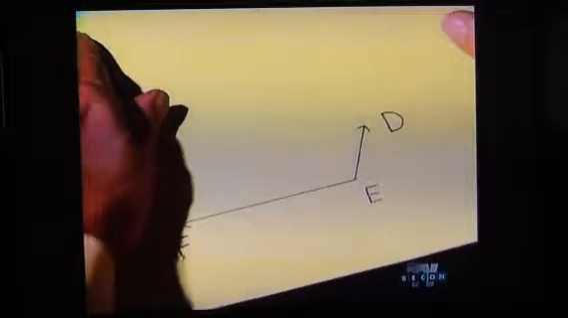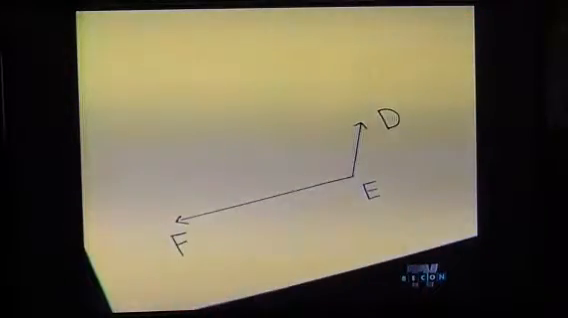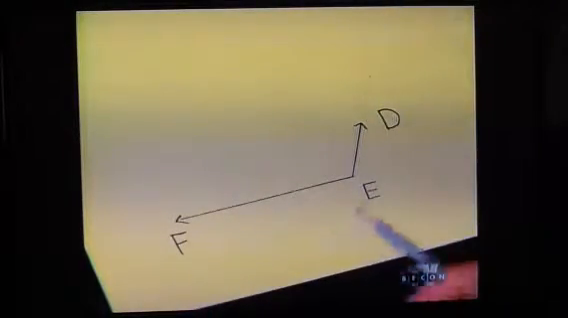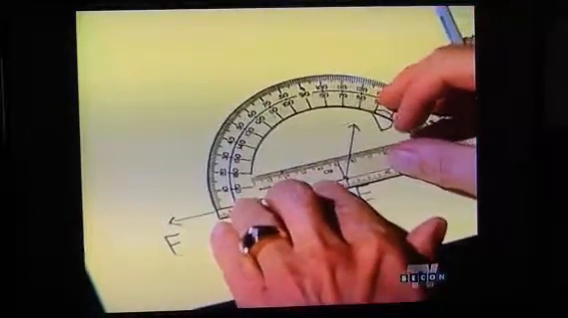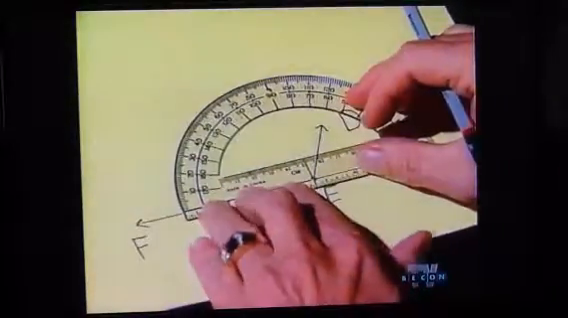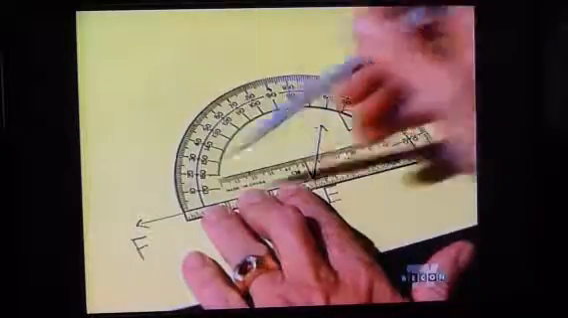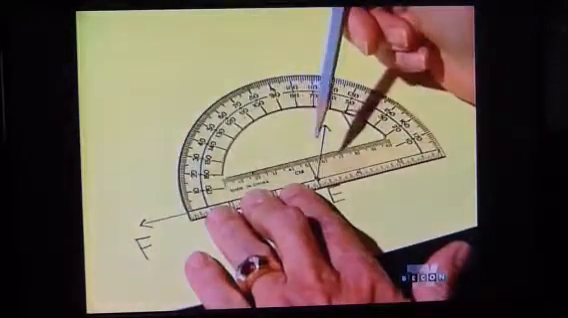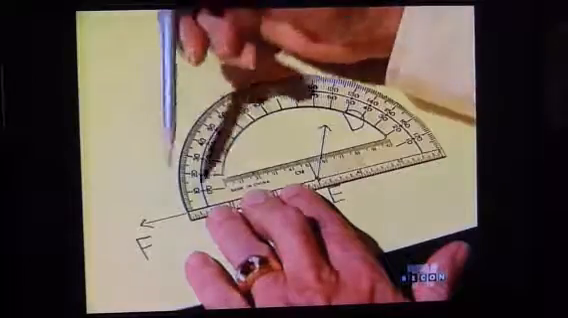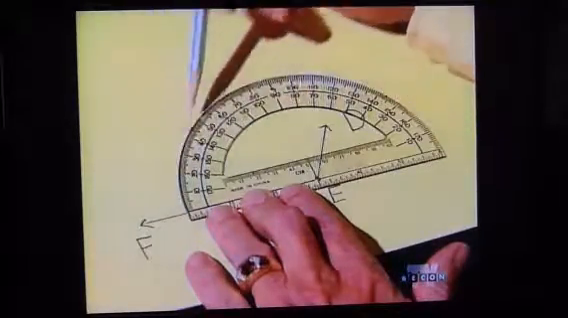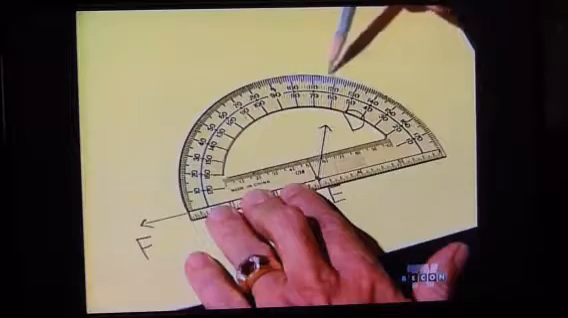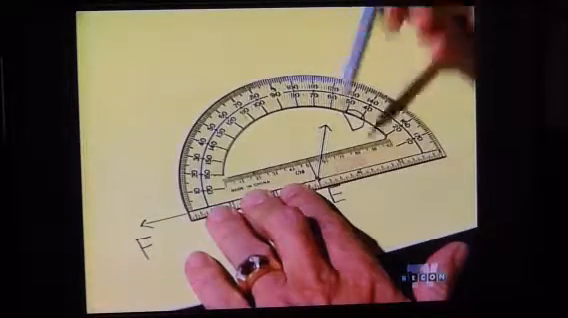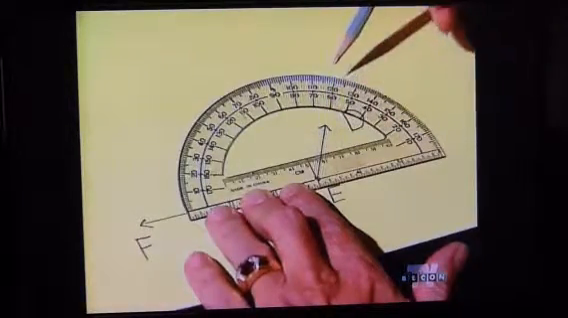Now let's look at angle DEF. E is the vertex. I'll place the hole of the protractor on the vertex E and line up the straight line of the protractor on ray EF. I'll follow the outside edge of the protractor until I come to ray ED. Notice ray ED does not extend to the edge of my protractor. That's not a problem. All I have to do is extend the length of the ray.